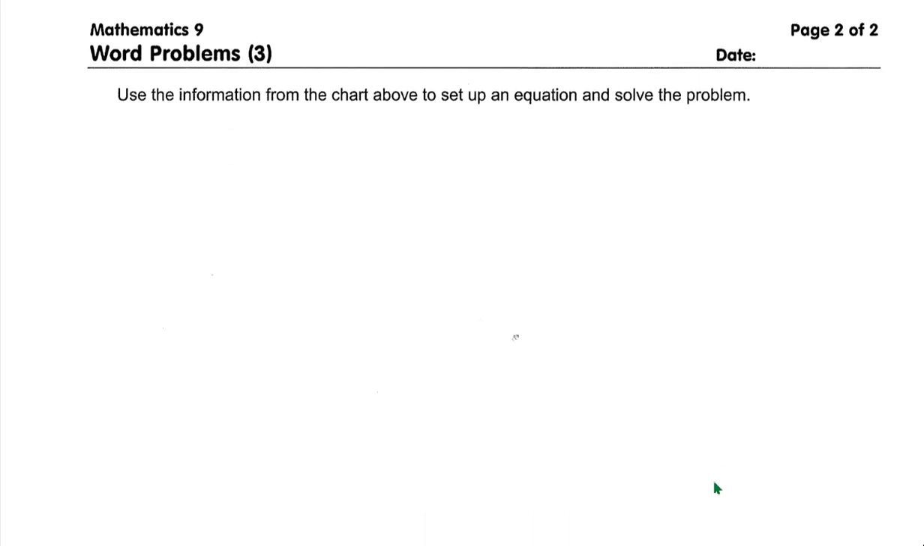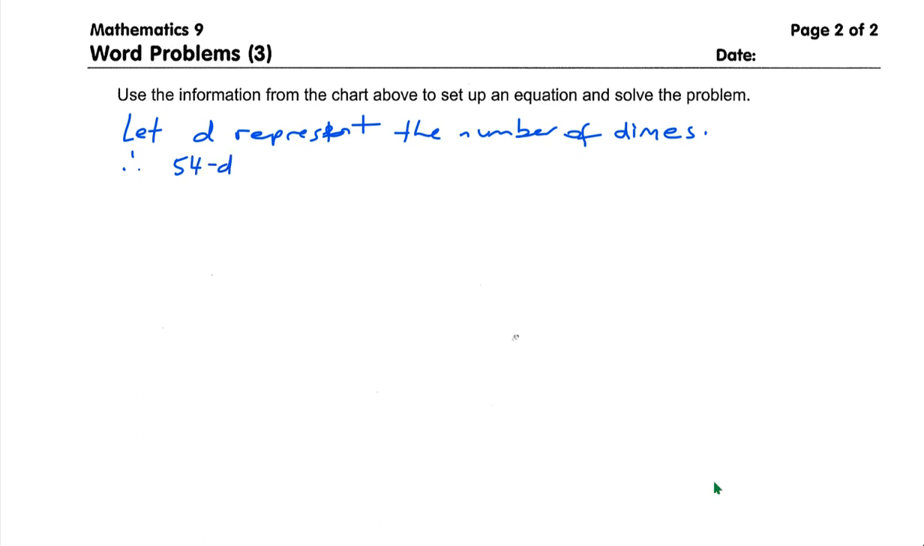Okay, so hopefully you've had a chance to try it. I'm going to go ahead and solve the problem here. So I'm going to start first with my let statement. So I'll use D. Let D represent the number of dimes. Please don't say let D represent dimes. I will complain, because dimes, what about the dimes? Is it their height? Is it their diameter? Is it their color? What about the dimes? It's the number of dimes, so please be very specific. Therefore, 54 minus D represents the number of quarters. Okay, that takes care of our let statement.